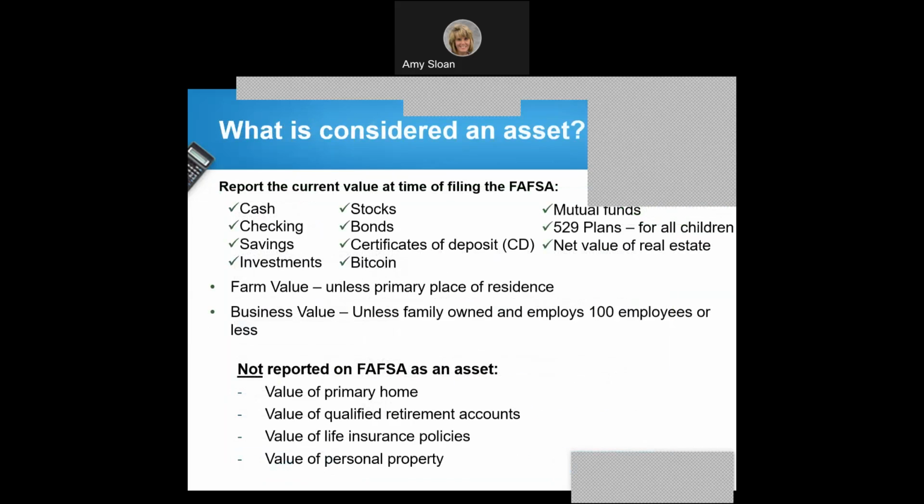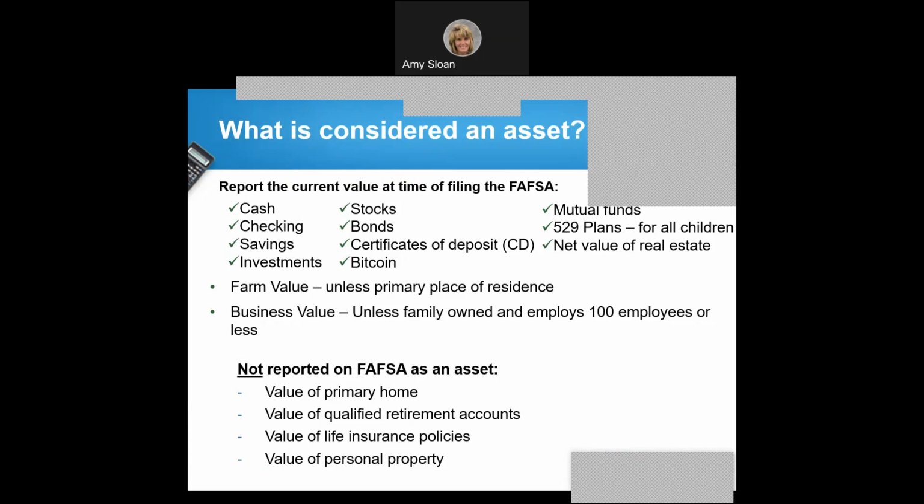And this is just a cheat sheet I put in here, what is an asset and what's not an asset. So when you're looking at it: cash, savings, checking accounts, like we said, stocks and bonds, mutual funds. If you have a 529 plan for your child, that would be an asset if it's in your name. And if you have more than one child that you have a 529 for, all of them would have to be put as an investment.